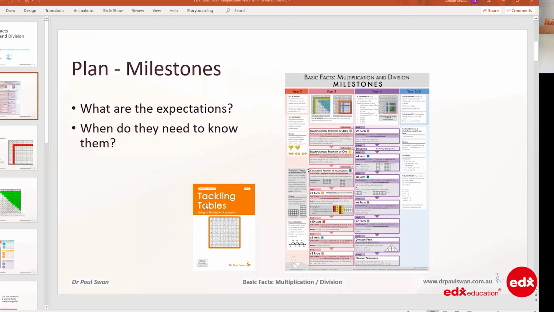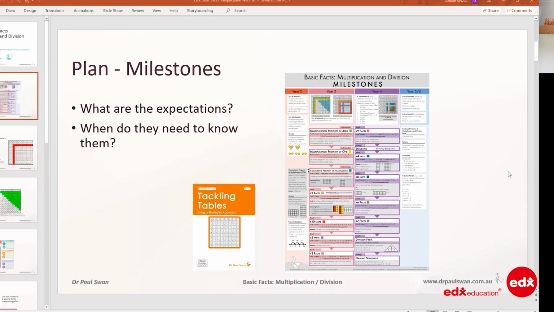So let's just start with the first idea. You need some sort of plan. In a previous webinar, we mentioned the addition facts milestones. Well, this time we're looking at multiplication and relating to division. You're welcome to download these. These just give a bit of an order or a progression in which you might tackle some of these tables and so forth.